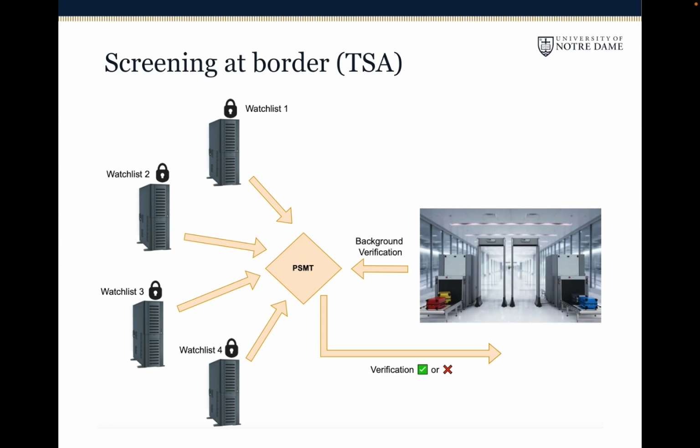Going over one example of PSMT, when a passenger is trying to enter a country, a TSA officer might be interested in checking if the passenger is included within a watch list of any other government agencies held encrypted. So the TSA officer would use a unique identifier of the passenger to perform the PSMT test with the watch list and then verify if the passenger is able to enter or not.